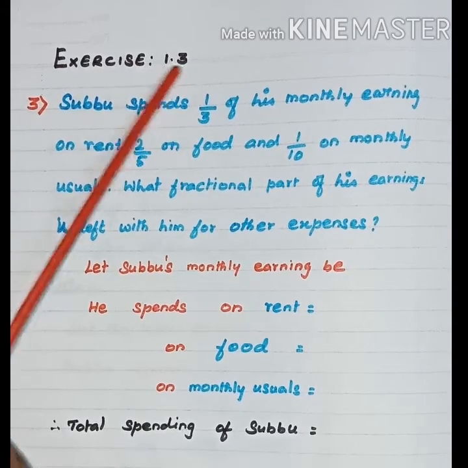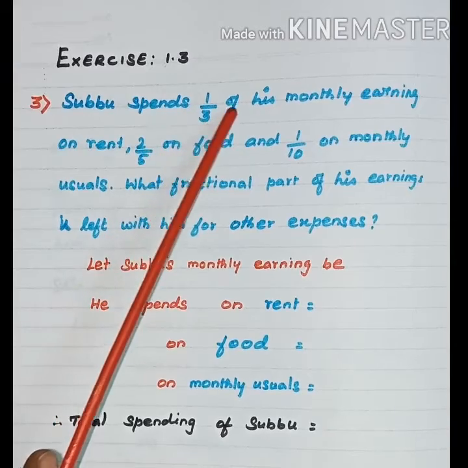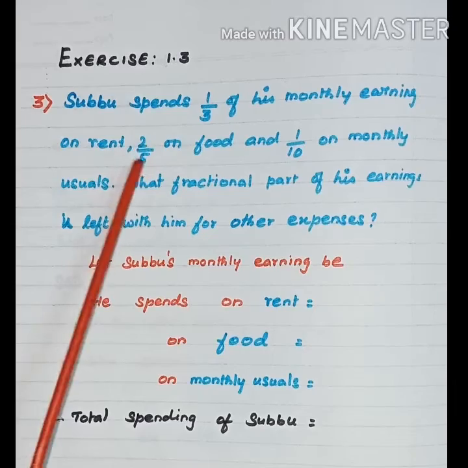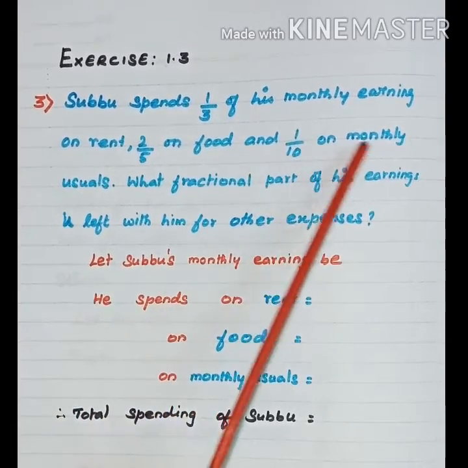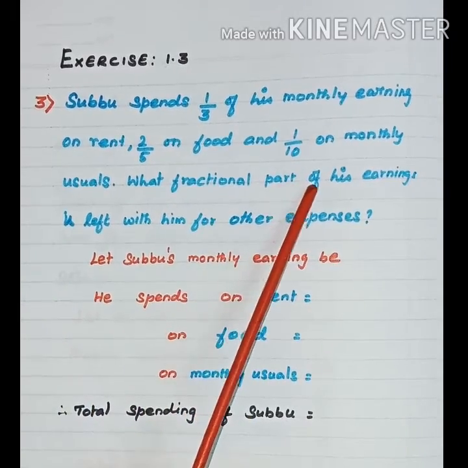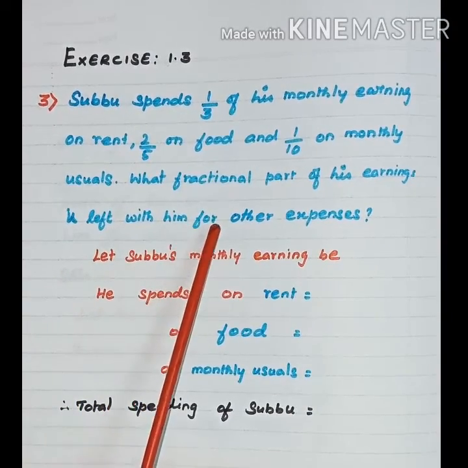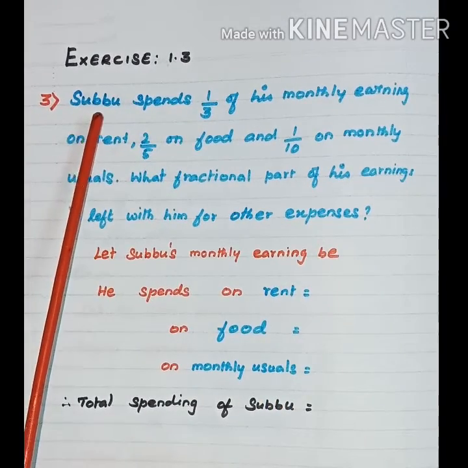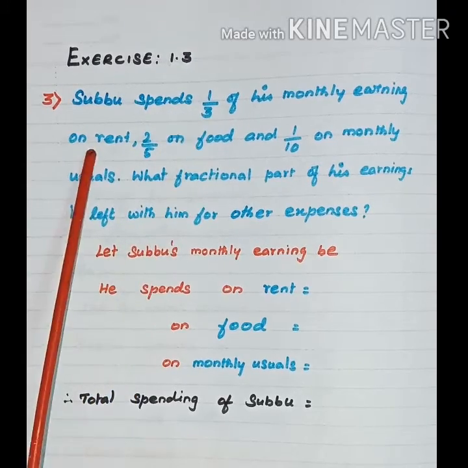Exercise 1.3, third sum. Subbu spends 1 by 3 of his monthly earning on rent, 2 by 5 on food, and 1 by 10 on monthly usuals. What fractional part of his earnings is left with him for other expenses? The given question is Subbu spends 1 by 3 on rent.